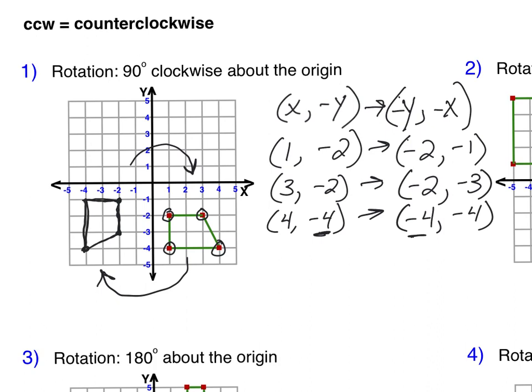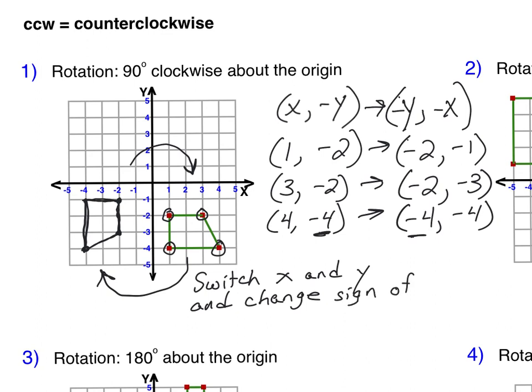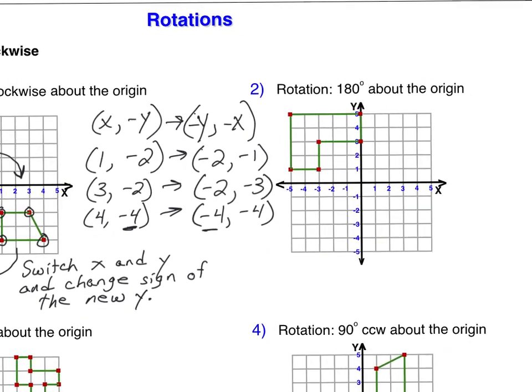So what's the rule? When we go 90 degrees clockwise, we switch x and y and change the sign of the new y. We switch the x and y, and we change the sign of the new y. That's the rule for rotation 90 degrees clockwise.